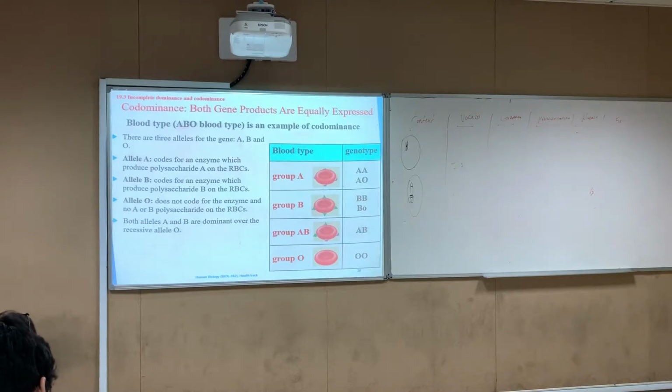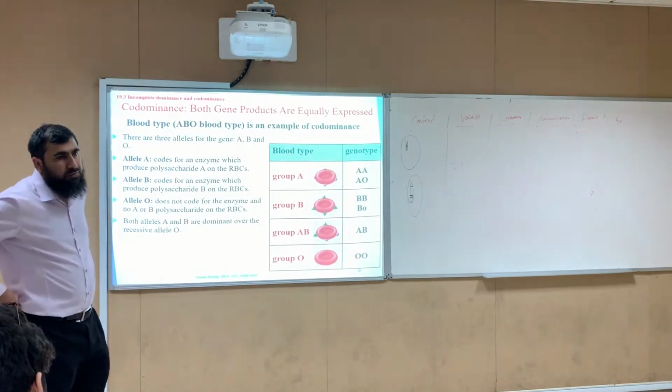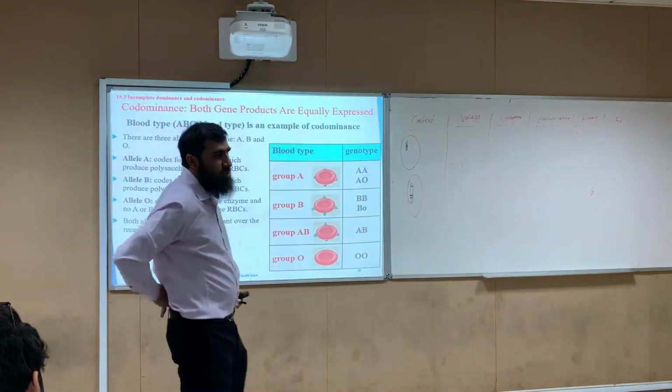Doctor, how does codominance happen? Codominance happens when both alleles are expressed equally. So in the case of blood type, we know if you're AB, you express both antigen A and antigen B on the surface of the blood cells equally. Okay, that is codominance. Sometimes you also see it in animal colors.